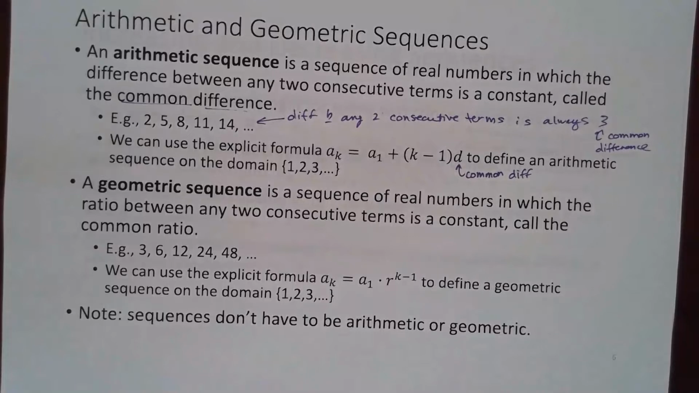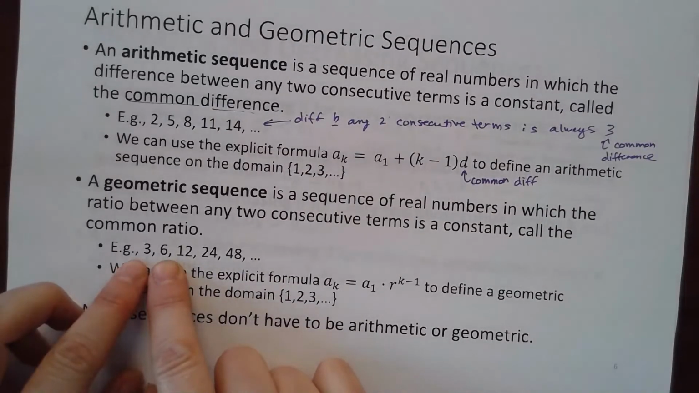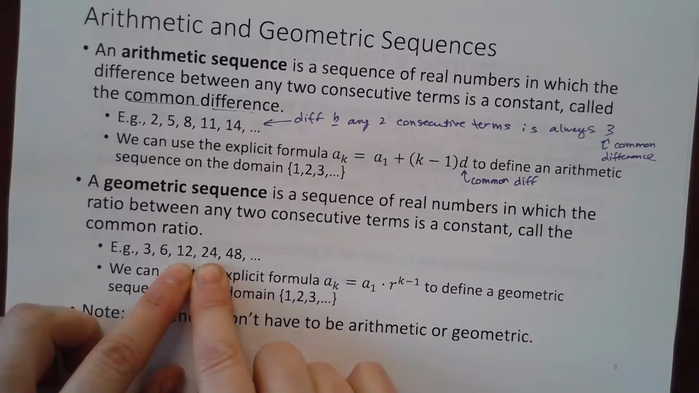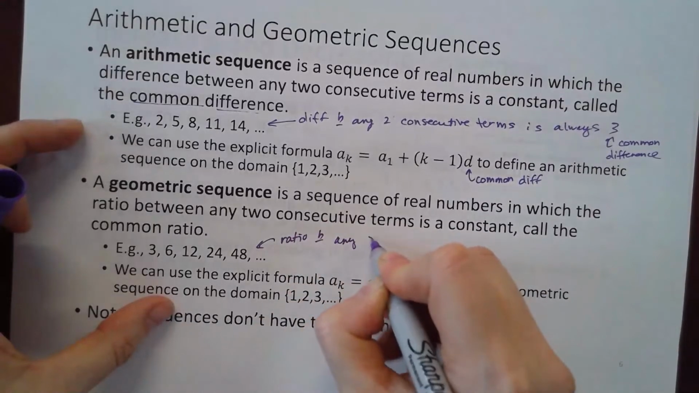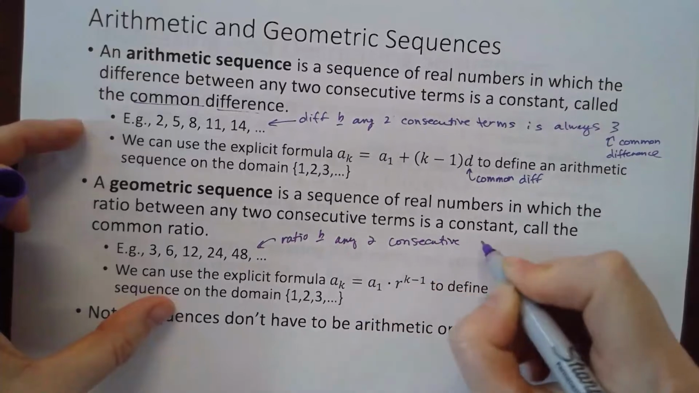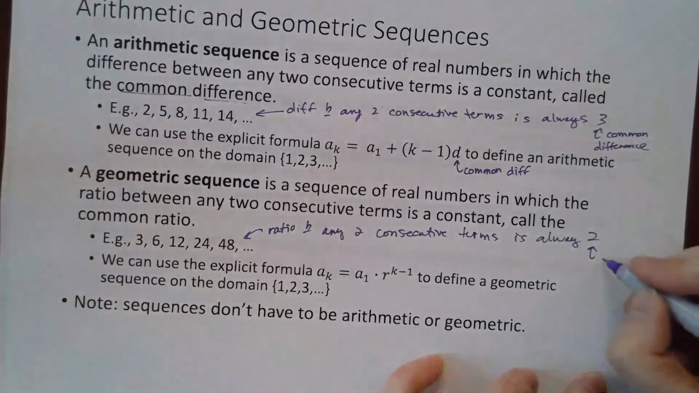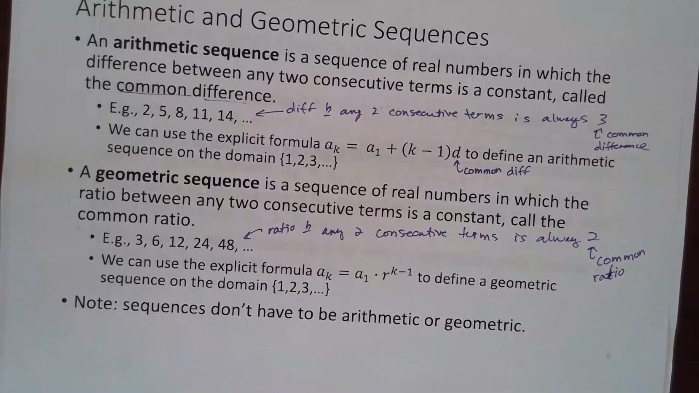Okay, and then we also have a geometric sequence. A geometric sequence is a sequence where the ratio between two consecutive terms is always constant. So here's an example. We've got this sequence 3, 6, 12, 24, 48. The ratio of 6 to 3 is 2. The ratio of 12 to 6, 2. The ratio of 24 to 12, 2. You can see every time the ratio is exactly the same. So the ratio between any two consecutive terms here is always 2, and that's called the common ratio. Now it has to be consecutive terms. They have to be right one after another.